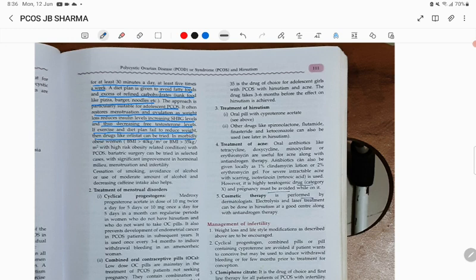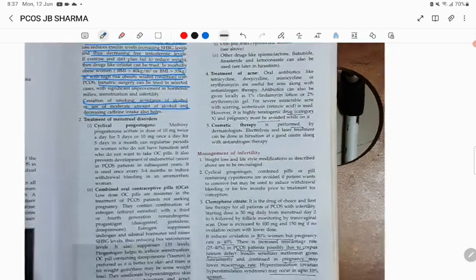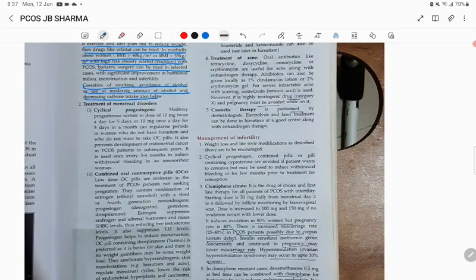If they have morbid obesity, like BMI more than 40 kg per meter square, or BMI more than 35 with high risk of obesity related conditions with PCOS, bariatric surgery can be tried in selected cases, with significant improvement in the hormonal milieu, menstruation and infertility. Cessation of smoking, abstinence from alcohol or use of only a moderate amount of alcohol, and decreasing caffeine intake also help. This is the lifestyle modification.